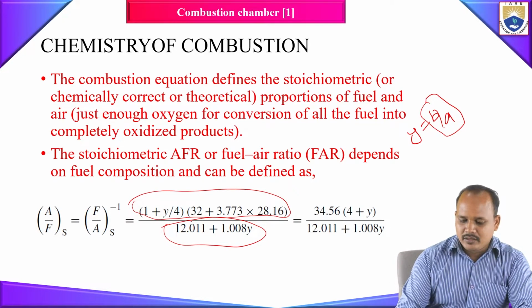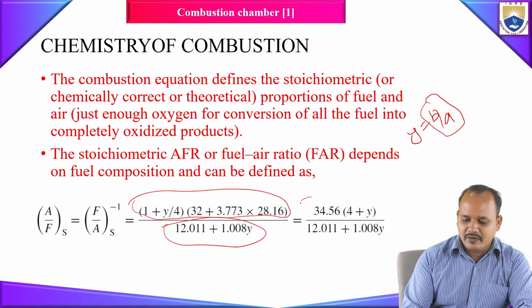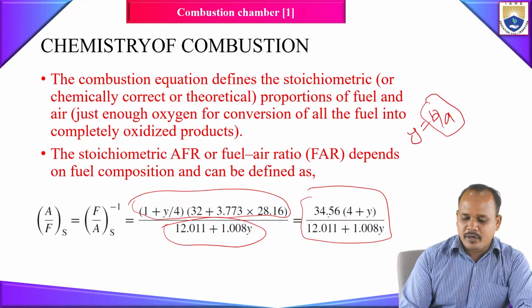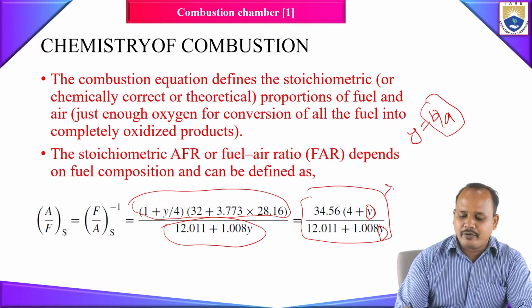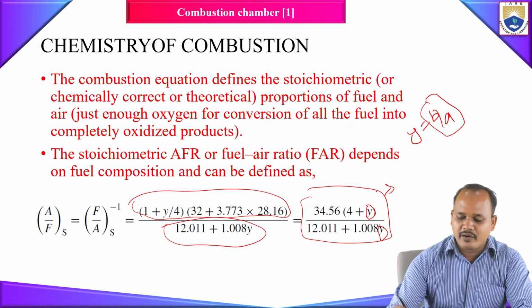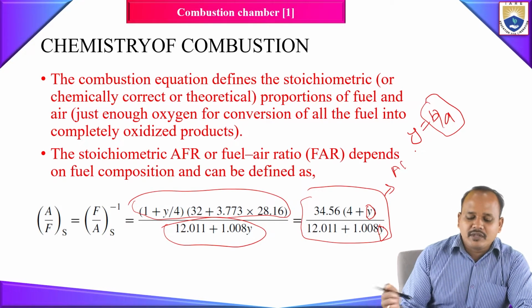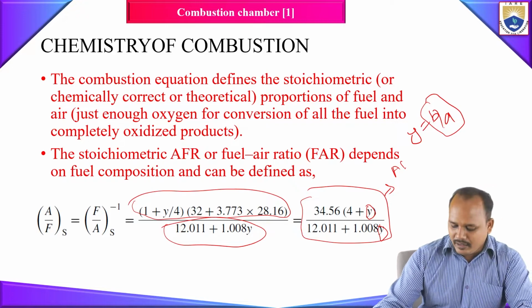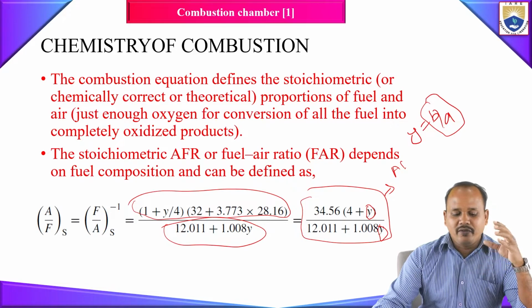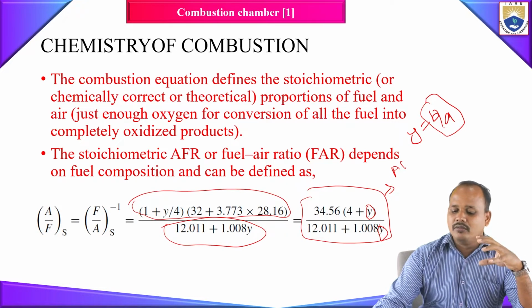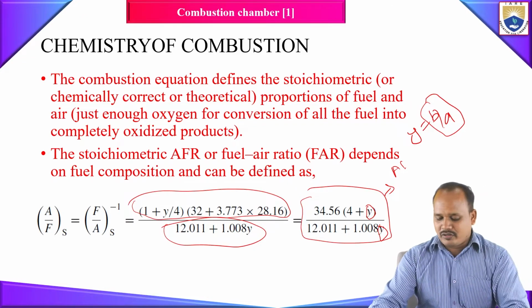From this, if I simplify the equation, we get 4.76 into (4 plus y) divided by (12.011 plus 1.008 into y). So as long as I know which fuel I'm going to use, from that you can calculate y, and for that fuel you can find the air fuel ratio. If you take the inverse, that gives you the fuel air ratio, that is the stoichiometric fuel air ratio, the minimum amount of air required to complete the complete combustion process.